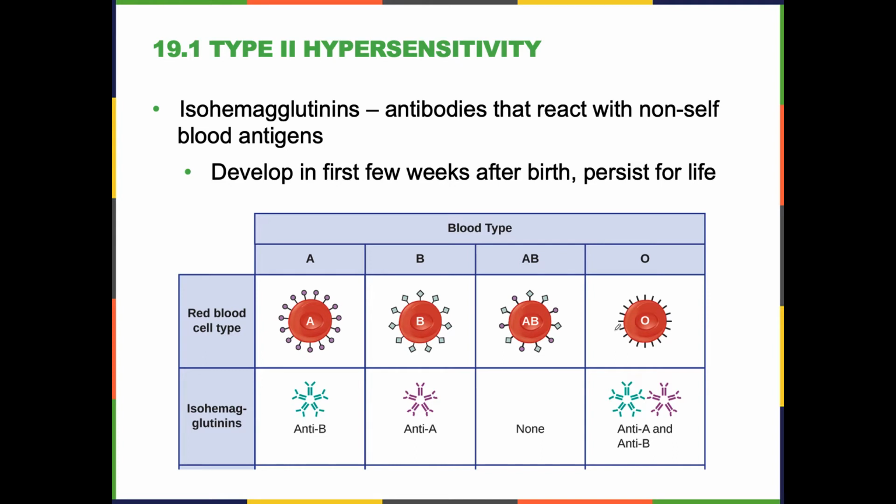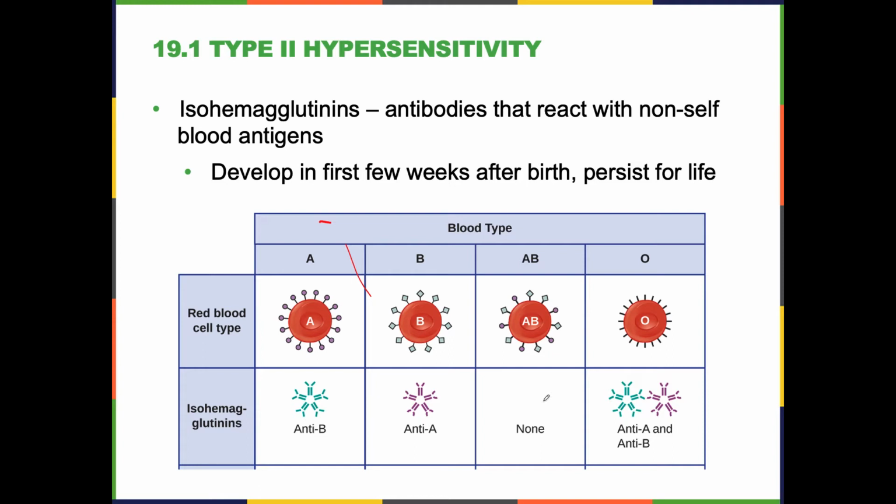So if you're A blood, A is self, that means you're going to have anti-B antibodies. Similarly, conversely, if you have B blood, you will have anti-A, because B is self, A is non-self. AB blood, you have none, because A and B are both self. And O blood, A is not self, B is not self, so you're going to have both anti-A and anti-B antibodies. Cool with that? Okay.